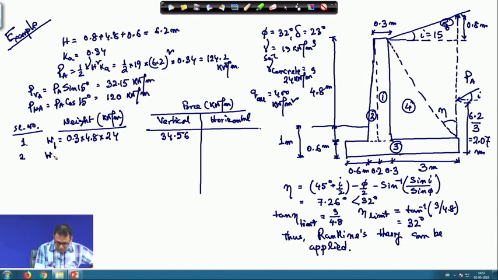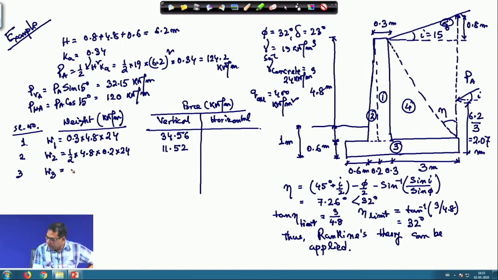Okay. Second one is W2. W2 is this triangular portion. So, this is equal to half into 4.8, then width is 0.2, 0.2 into 24, the unit weight of the concrete, and this is also vertical. So, this is 11.52.